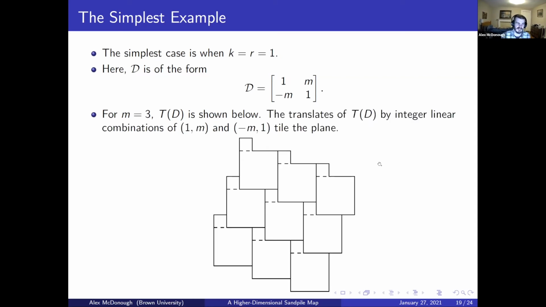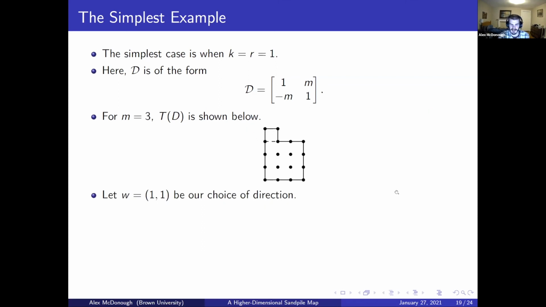And so translates of this by linear combinations of the rows of our matrix are going to tile the planes. We can see that if we shift this by 1, 3, we go from like this up to here. And if we shift it by -3, 1, then we go from here to here. So we tile the plane, that's what we like. And then let's look at just one copy of the tile.